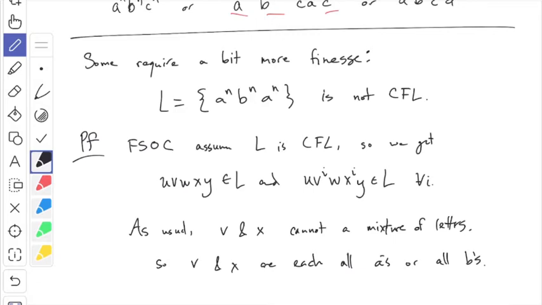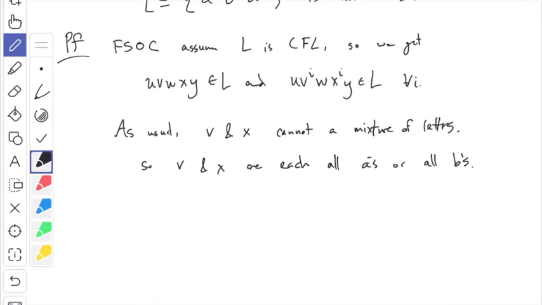But we can't conclude in the usual way. Like I said, when you change from UVWXY to UV squared WX squared Y, you are going to increase the number of 2 of the different letters. But actually that might still be okay because in this example we only have 2 different letters. Really the point is that they occur in different places.